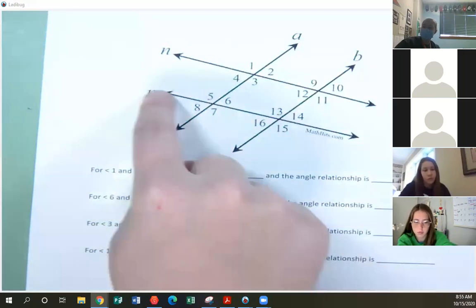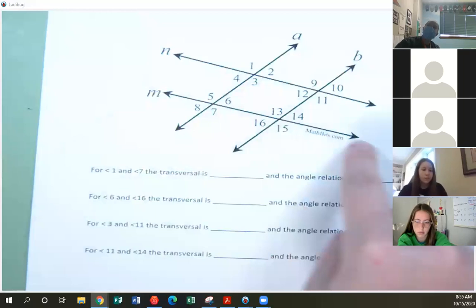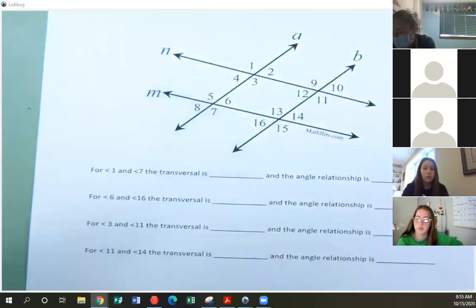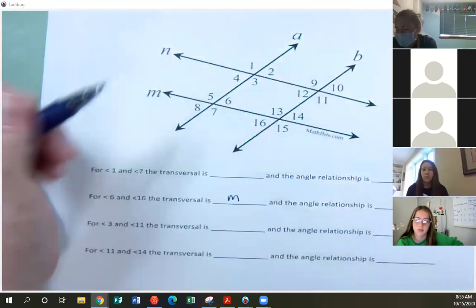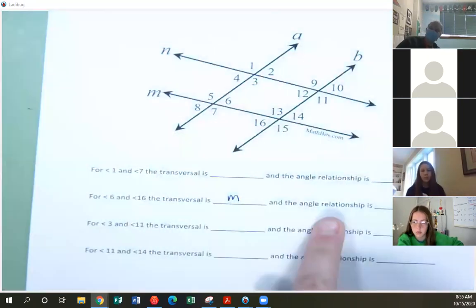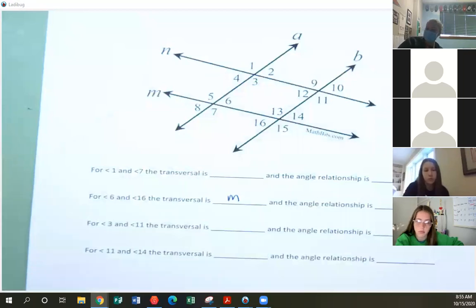Awesome, we got some correct answers. So it's M, because M goes through the other two lines. So the transversal is M. Now tell me what the angle relationship is for 6 and 16. Ooh, y'all are fast typers. Alternate interior. Good. This should be easy. This test, we should dominate. I'm hoping.